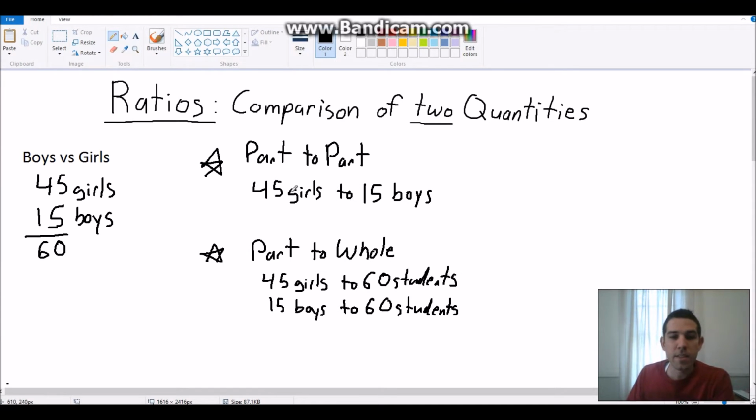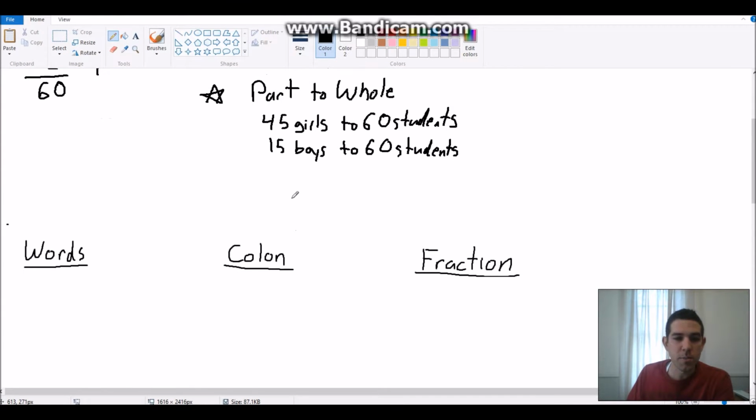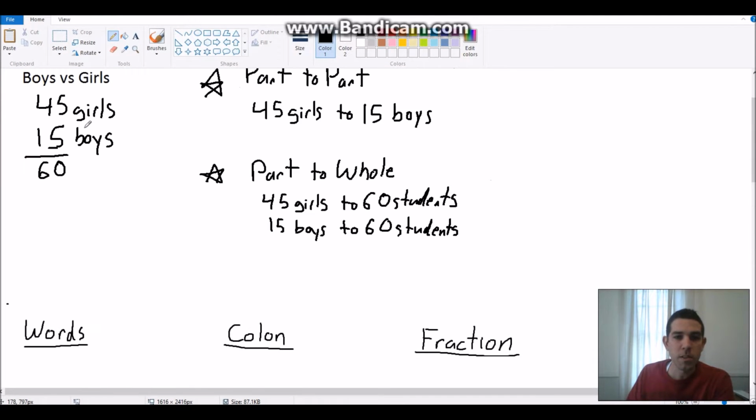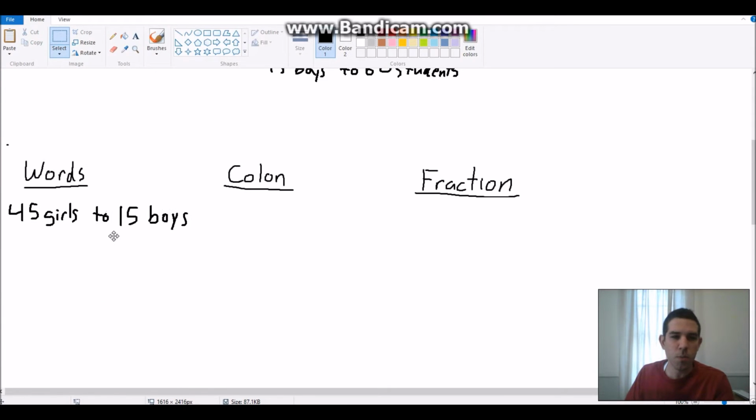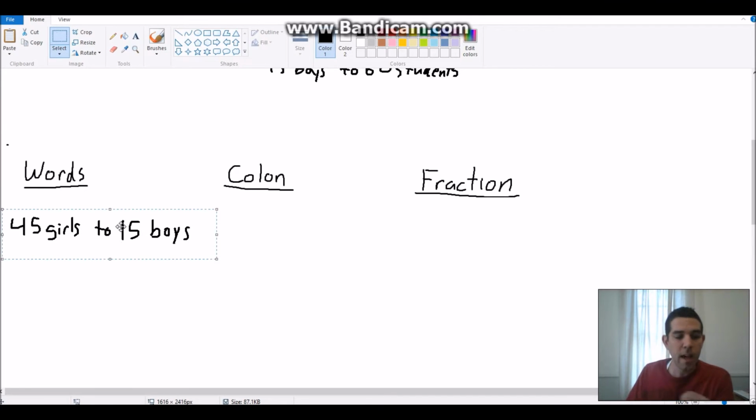Alright, now let's see the three different ways we can show ratios. We can show them with words, which we kind of just did up here. We said 45 girls to 60 students, or 15 boys to 60 students. We said 45 girls to 15 boys. So there is how you write it in words. And we'll see this in word problems when they actually just tell us how many quantities there are of each.